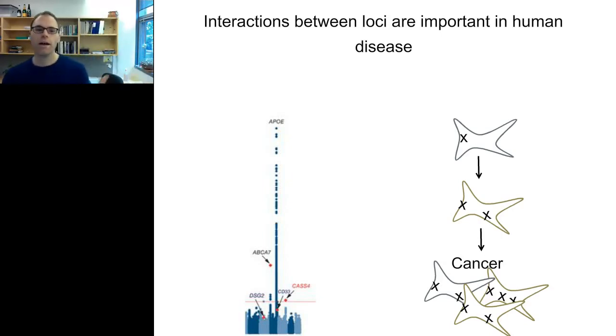Another example is in cancer, where many mutations are acquired by cells that then go on to become cancerous, and the order in which these mutations are acquired and how they are permuted and combined can have big implications for how aggressive the cancer is and how you can treat it. So we would very much like to be able to study interactions between loci in an experimental way, but this turns out to be hard to do.